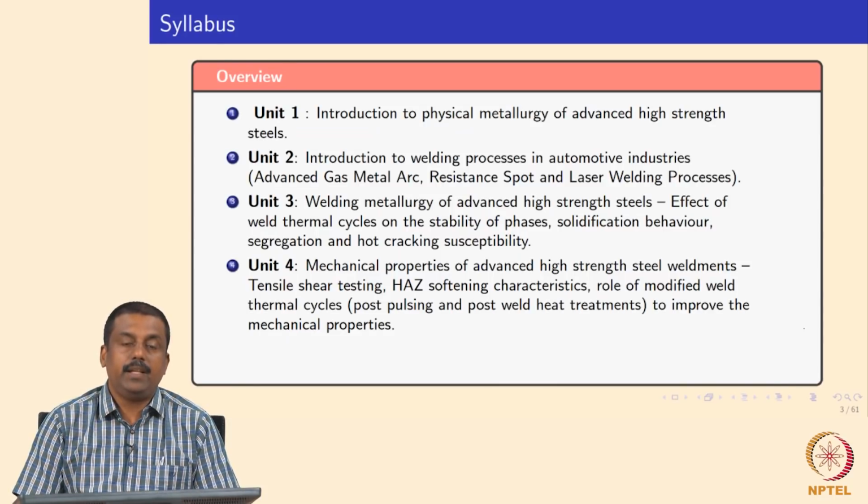So we will see the effect of the common weld thermal cycles, and how we can also modify the weld thermal cycles to achieve good mechanical properties. For example, the use of post pulsing and post weld heat treatments to get the desirable microstructure in the fusion zone as well as the heat affected zone.